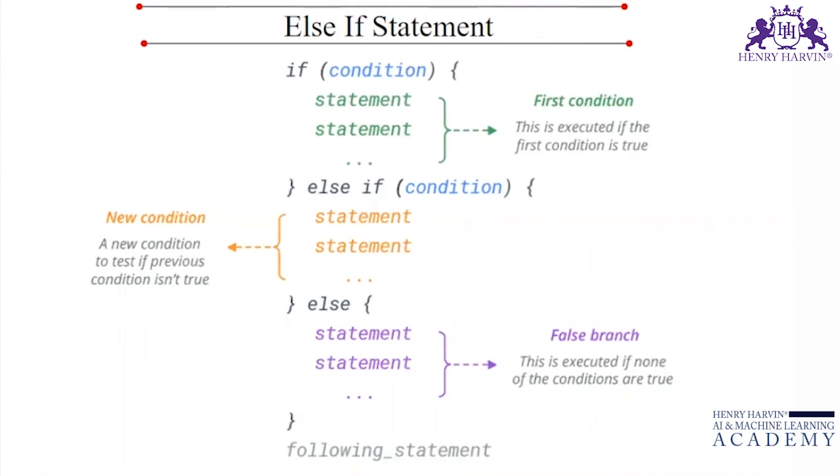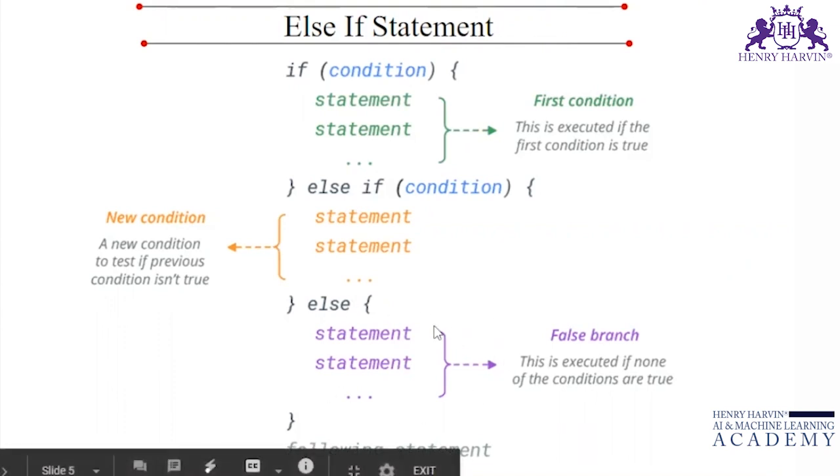Otherwise, we will add one more if condition with else command, and again it will check the condition. If this new condition is true, if it is positive, the statements will get executed. Otherwise it will again go to the next else, which will be the false branch, in which if none of the above conditions are met, then this else command will be executed.